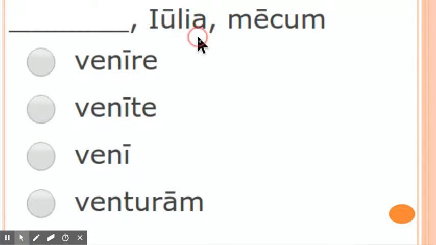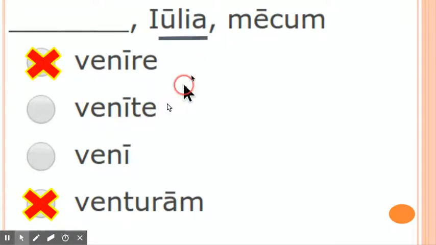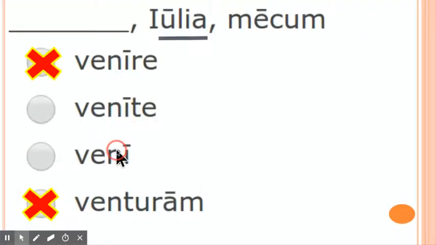So Iulia is not nominative. Iulia is vocative. Therefore, you're dealing with a command. So what isn't the possibility? Venio obviously isn't, or venire the infinitive. So you have venite and veni. Question, is Iulia one person or two? Obviously, one. So therefore, you would use veni.